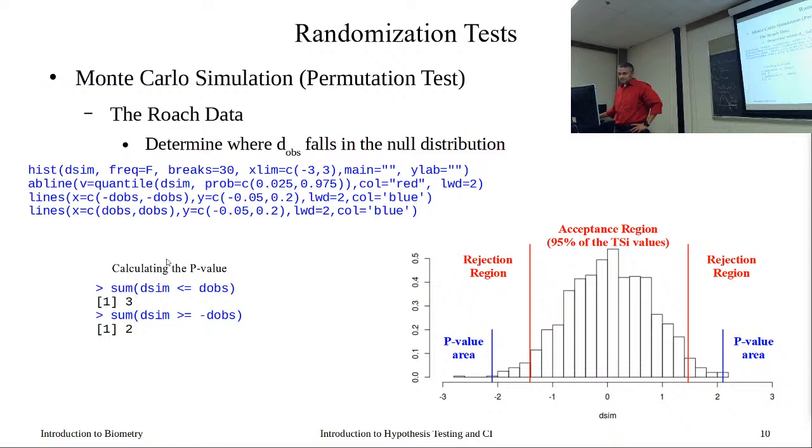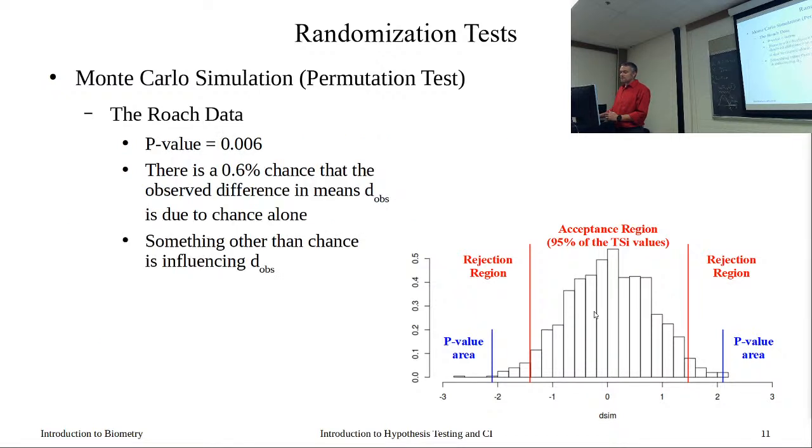For our actual data, when I ran this, I had these two values. So out of 1,000 replicates, I had 3 values where the randomized test statistic was less than or equal to our observed, and I had 2 where that was greater than or equal to the negative of our observed. So our observed difference, I think, was down here. So then we also had to go up to the top area to get our p-value. So our p-value then represents the proportion of these values that equal or exceeded our test statistic.